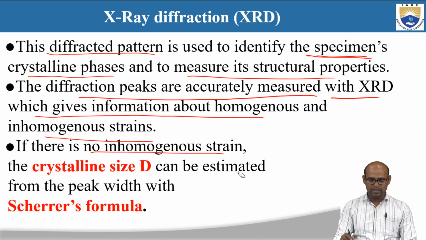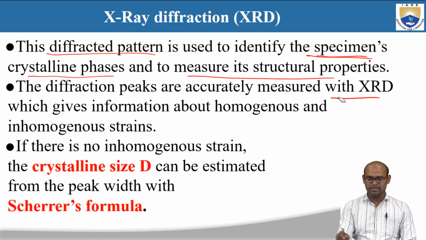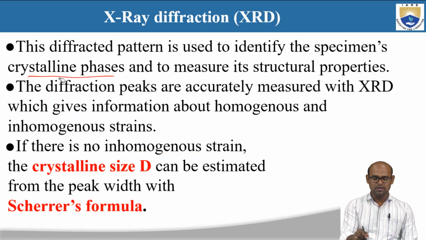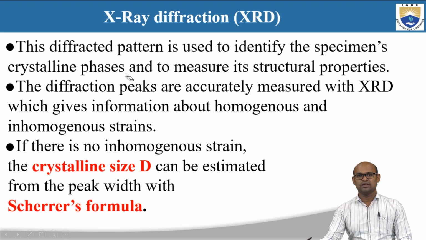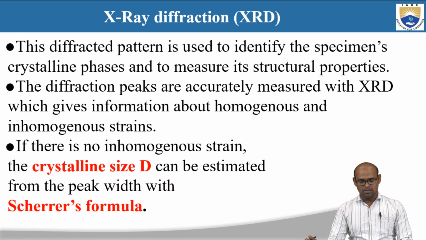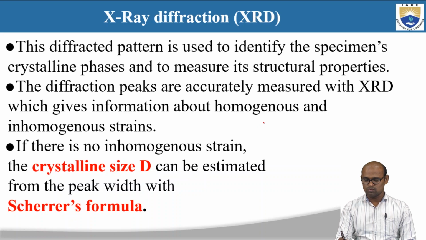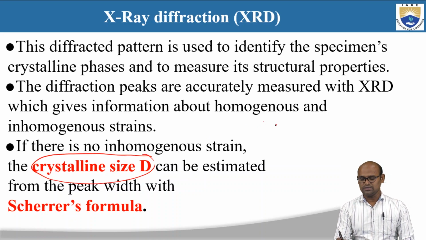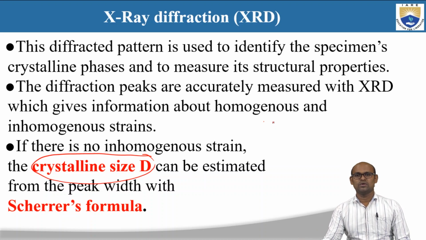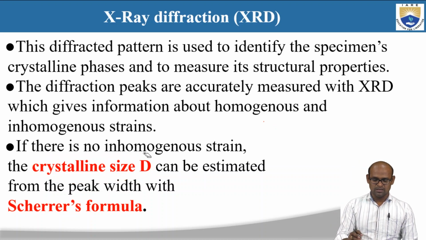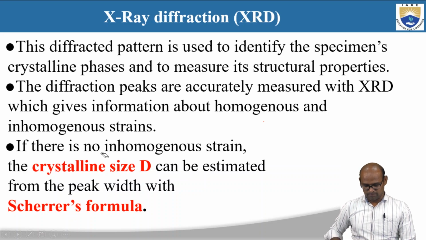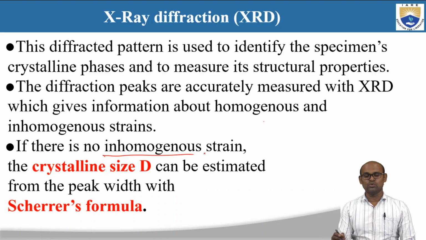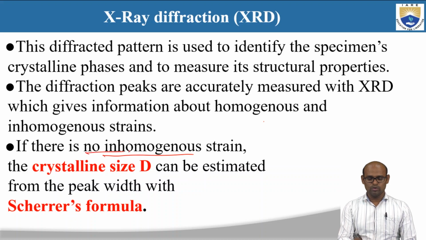Okay, so if there is no inhomogeneous strain, only homogeneous strain, then whatever crystal is there, we can look at the crystalline structure, or the crystallite size. There are different crystallites inside this crystal, so we can look at the size of these crystallites using Scherrer's formula, only if there is no inhomogeneous strain.